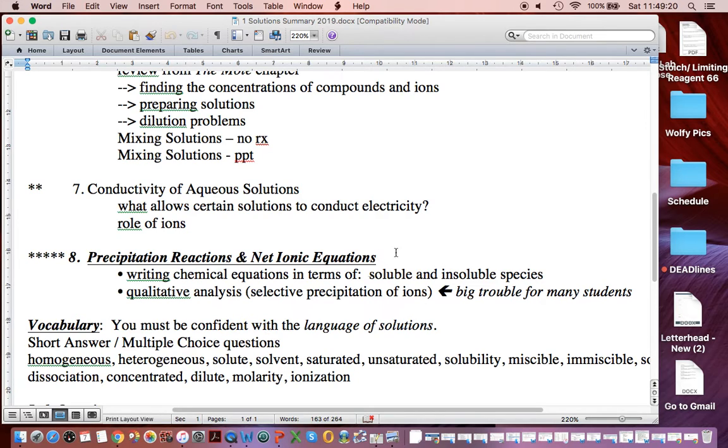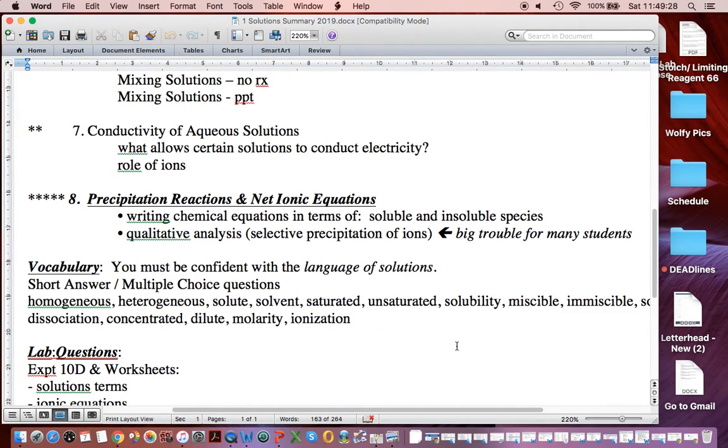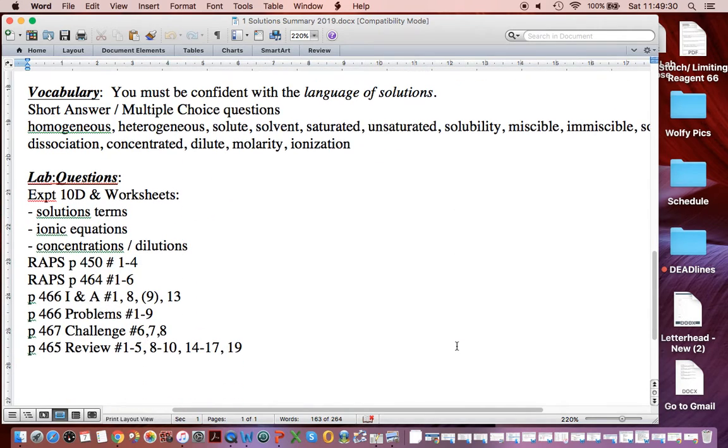There's lots of vocabulary in this section, and these are words that you have to know what they mean. You saw those on an early worksheet. And it reminds you about some of the assignments you may have done already, and other things at the end of the chapter from problems and challenge that are good practice for the test as well.